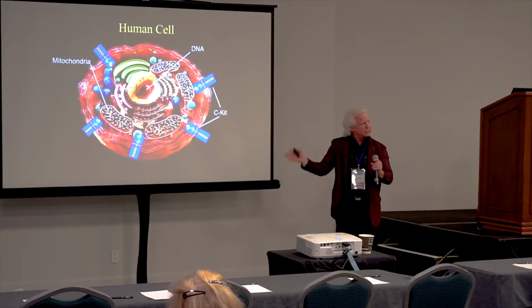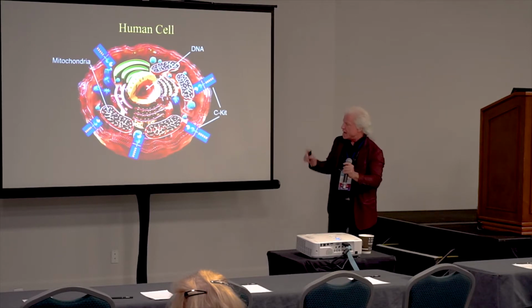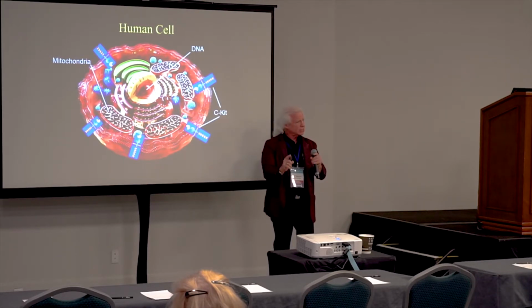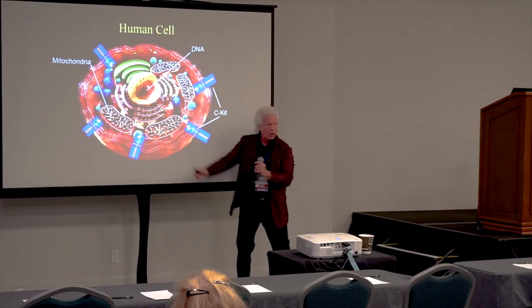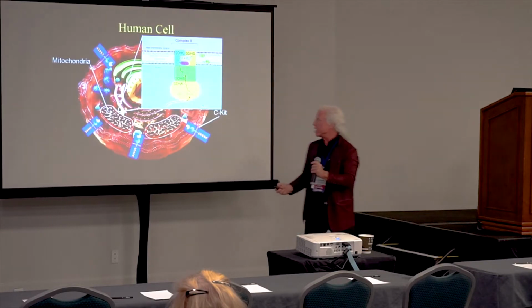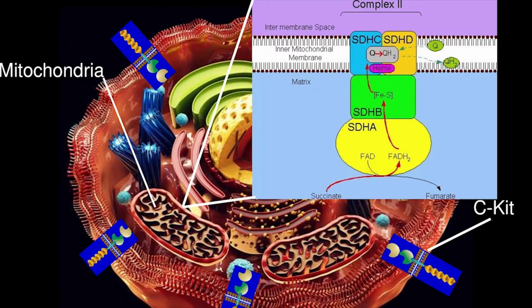I want to go back to this diagram again. The SDH, the succinate dehydrogenase enzyme, is located here within the membrane of the mitochondria. And it's very important in producing energy within the cell. And when there is a mutation that affects this enzyme, it prevents the normal conversion of one type of molecule known as succinate into another type of molecule.